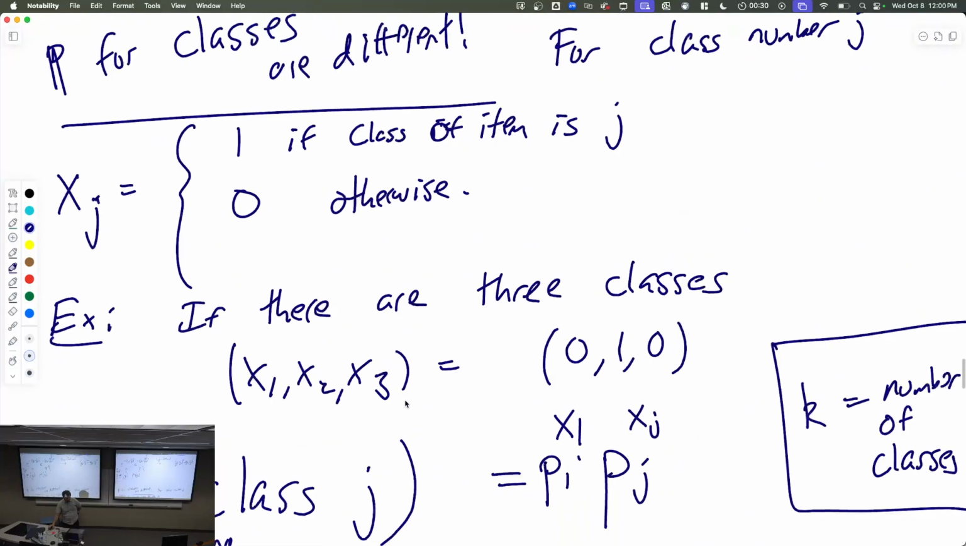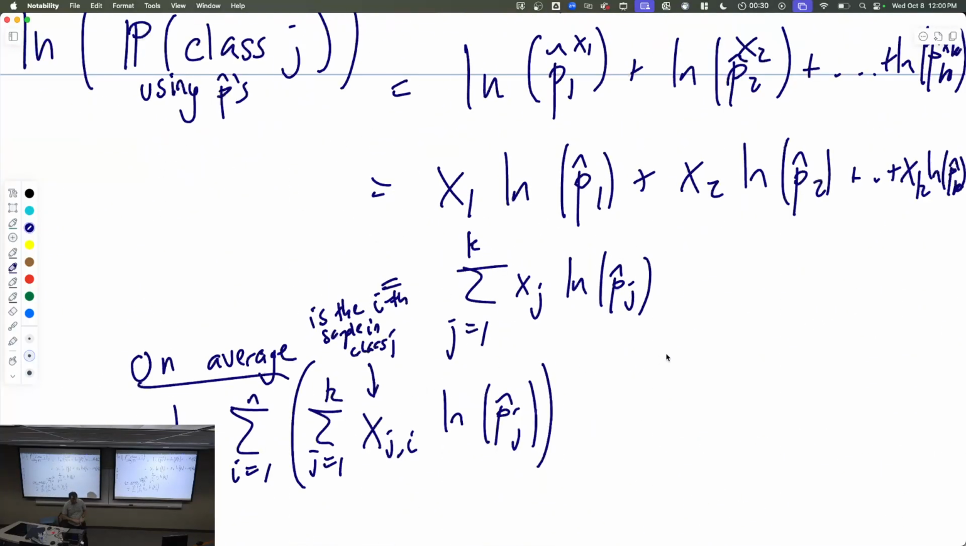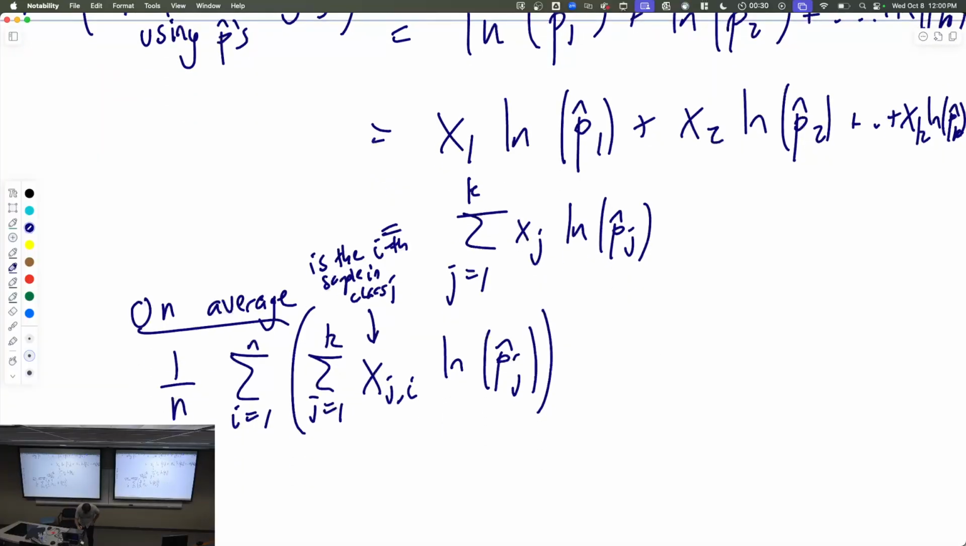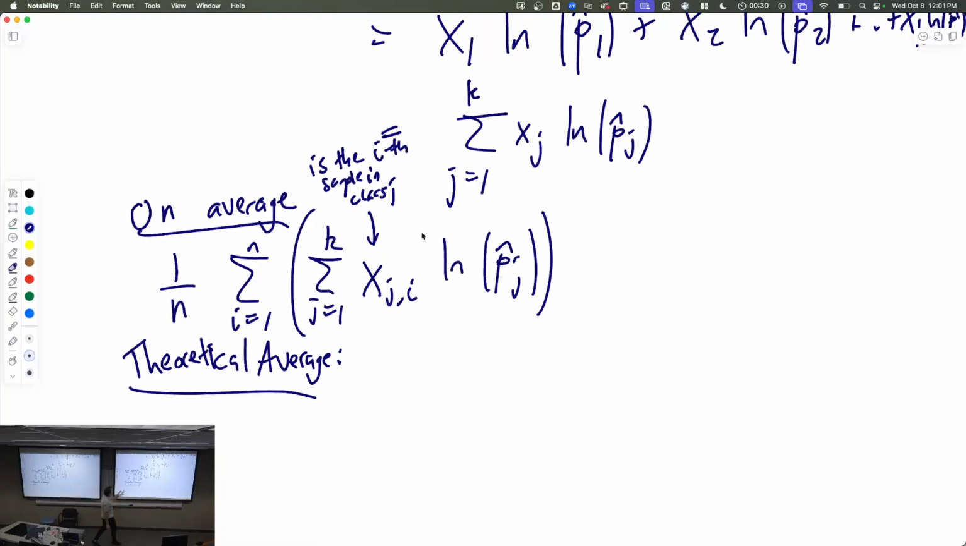This formula becomes this formula, and then if you take the theoretical average, the x_ji's are either 1 or 0, but on average, they're going to be the true probabilities. So this will be the sum from j equals 1 to k of p_j times the log of p hat_j. So that's the multi-class cross entropy. And this one, again, is used all the time in machine learning and all sorts of things. Anytime there's classification, this is a super important thing.